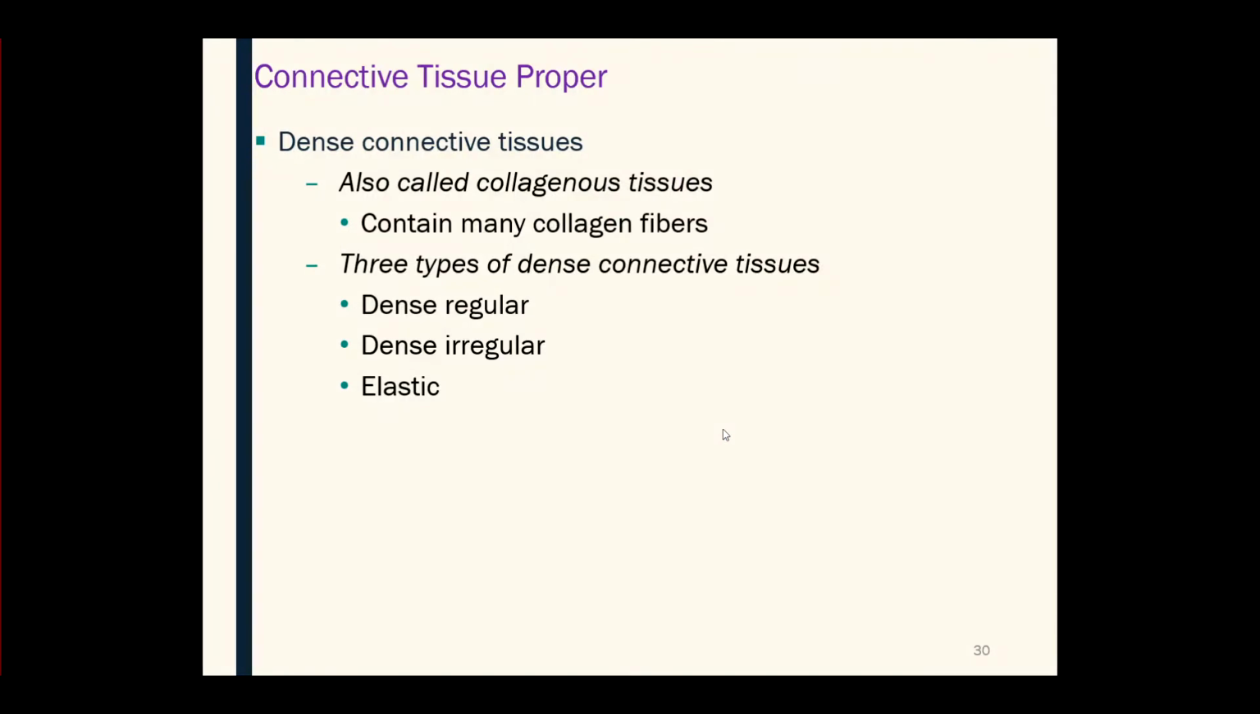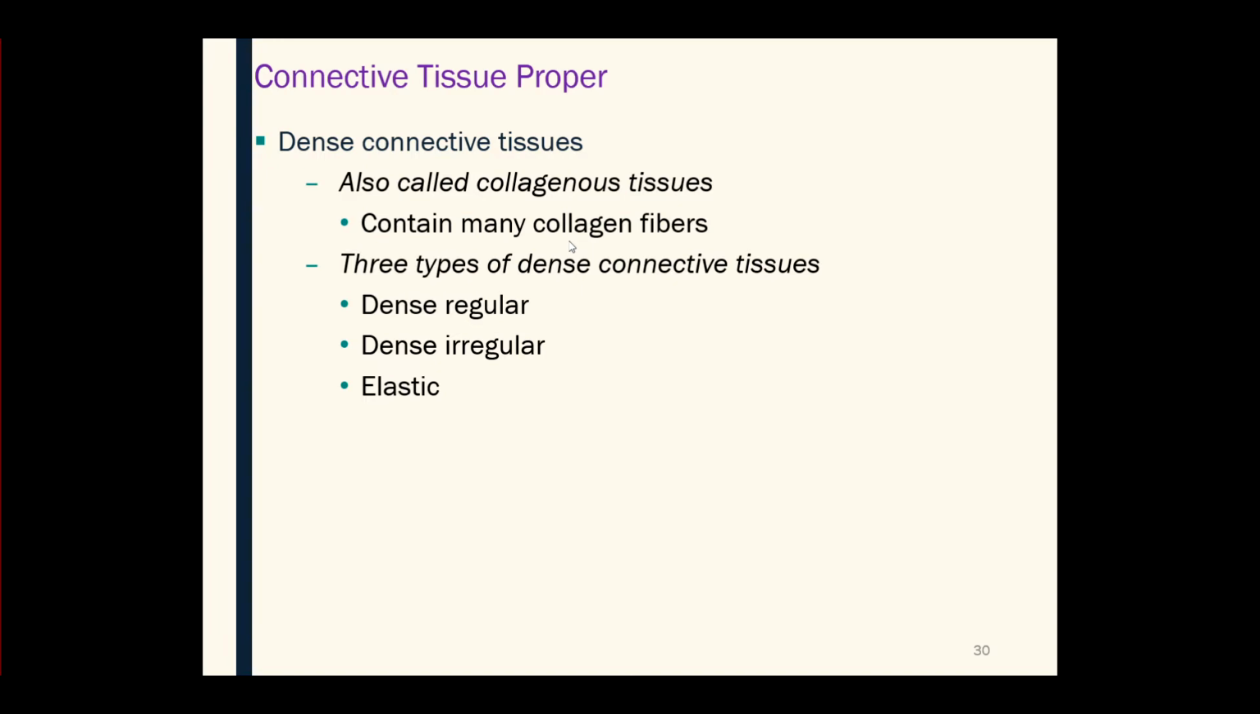Okay, so we did the three types of loose connective tissue that make up connective tissue proper. What we want to do now are the three types of dense connective tissue. Okay, we sometimes call the dense connective tissue collagenous tissue. One of the reasons they call it that, it has an abundance of collagen fibers. Right, so some people do call it collagenous.